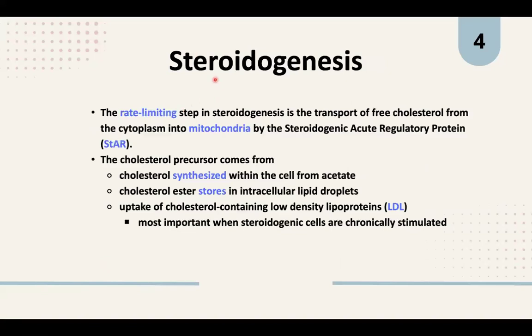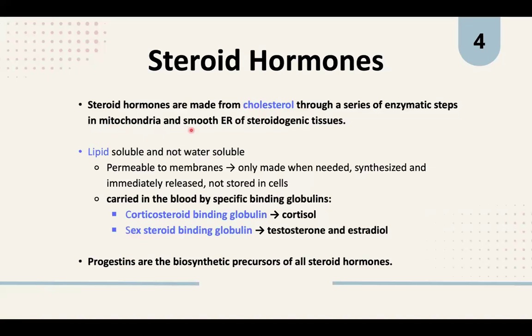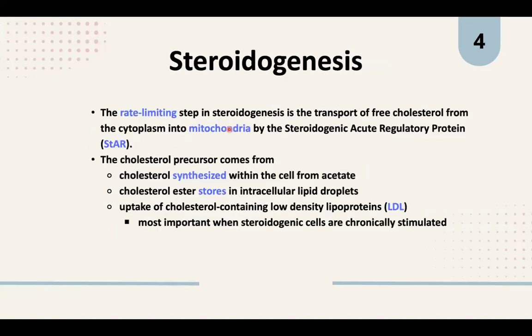Okay, steroidogenesis. As we said, it happens inside the mitochondria and smooth endoplasmic reticulum. So for the mitochondria, we need something to put it into the mitochondria. And this protein that helps us is called STAR. STAR is also known as steroidogenic acute regulatory protein. This is what transports the free cholesterol into the mitochondria. And this is our rate limiting step. Okay, very important. Rate limiting step is STAR to put cholesterol into the mitochondria in order to use this cholesterol to make steroid hormones.